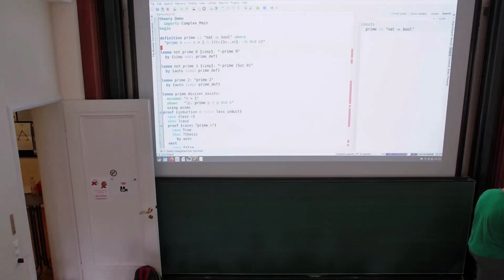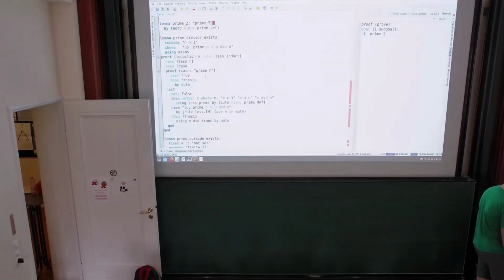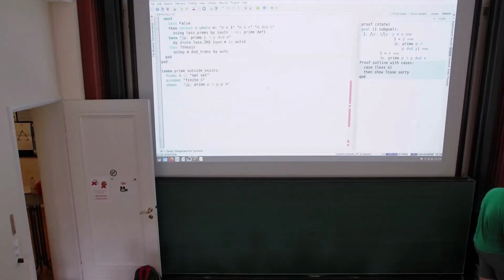And then you can prove just by simplification that 0 isn't prime, 1 isn't prime. I'm writing successor of 0 here because by convention, a 1 of the natural numbers gets rewritten to successor of 0, so it's better to have this as a rewriting rule. 2 is prime. Then you can prove by induction that every number greater than 1 has a prime divisor. You just do induction with the rule less_induct, which allows you to assume in the induction hypothesis that you have a number smaller than that number. I'm not going to show you that proof in much detail, I just wanted to give a feeling of what it looks like to write an actual Isabelle proof.